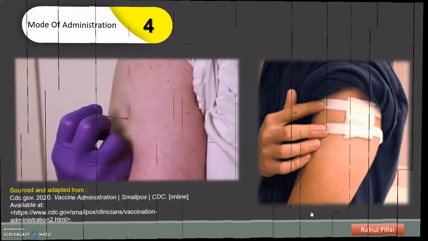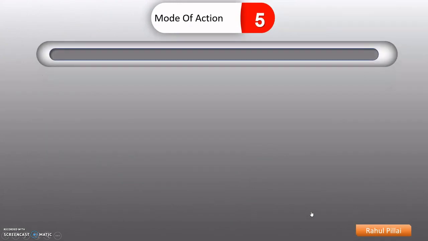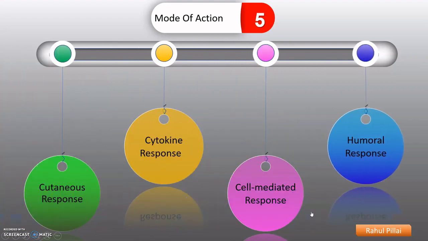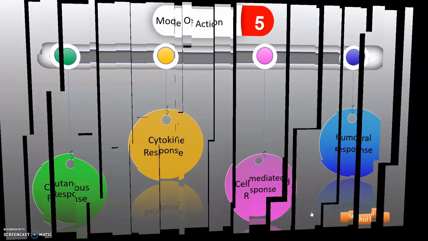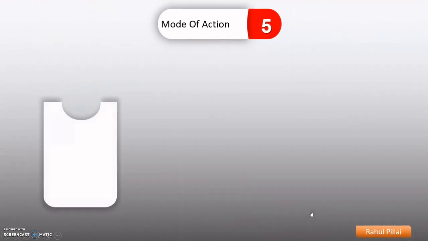Let us now see how the vaccine provides immunity by understanding its mode of action. Immunization with smallpox vaccine elicits a cascading network of integrated immune pathways. 4 types of responses are observed, which include cutaneous response, cytokine response, cellular response, and humoral response. Let us see each of them in detail. Beginning with the cutaneous response.